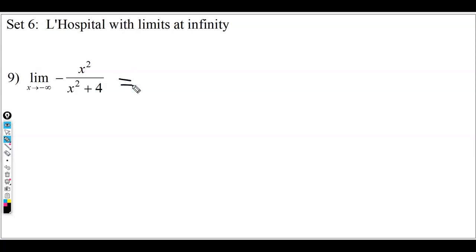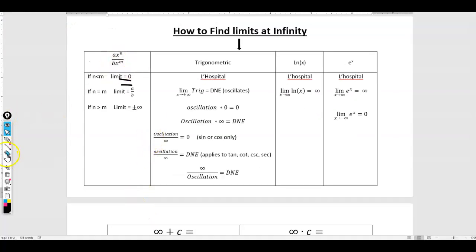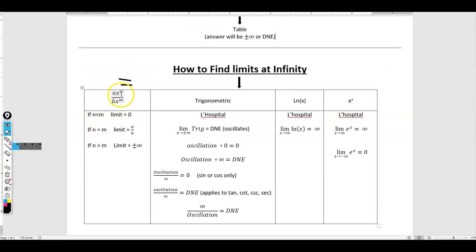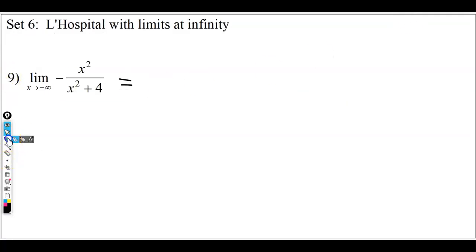Okay, now on our slide, we talked about how when you're dealing with limits at infinity, which is what this is, it's a limit at infinity, and you have polynomials, what we said about those was that if the exponent on the top is equal to the exponent on the bottom, the limit is just the fraction of the coefficients. So in this case here, since 2 equals 2, that means it's just going to be this coefficient over this coefficient, and we don't want to leave out our negative. The 4 doesn't matter. So the answer is -1.